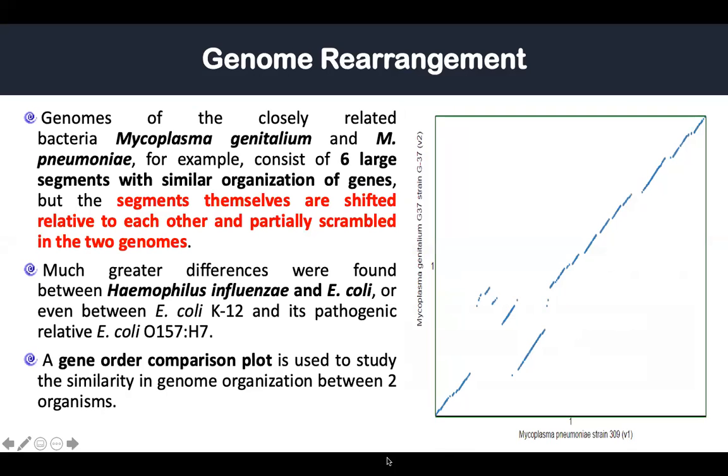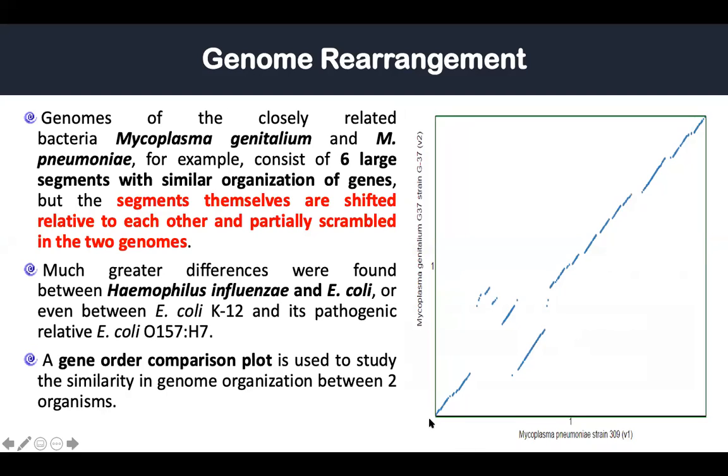So this is an example of genomes of the closely related bacteria, Mycoplasma genitalium and Mycoplasma pneumoniae. For example, their genome actually consists of 6 large segments with similar organization of genes. But the segments themselves are shifted relative to each other and partially scrambled in the 2 genomes.